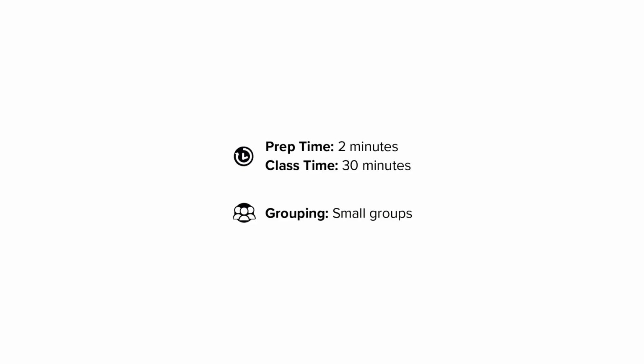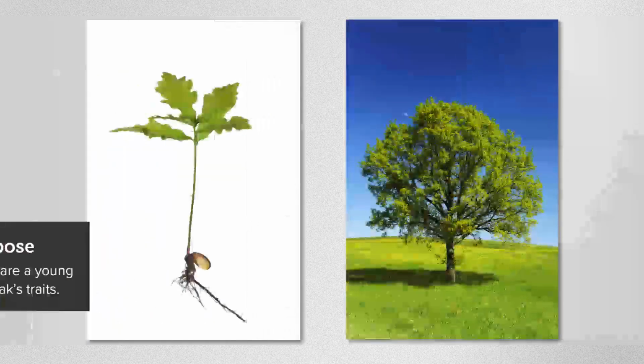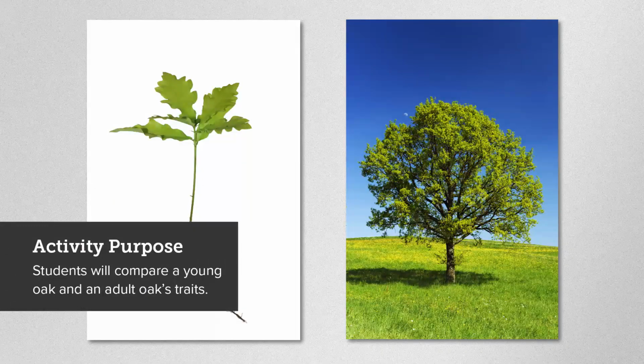This inquiry preview will help you prepare for the Compare an Adult Plant and a Young Plant activity. This hands-on activity requires 2 minutes of prep time, takes about 30 minutes to complete, and works best when students are placed in small groups. The purpose of this activity is for students to compare a young oak and an adult oak to observe that the traits of the same plants are very much, but not exactly, like their parents.